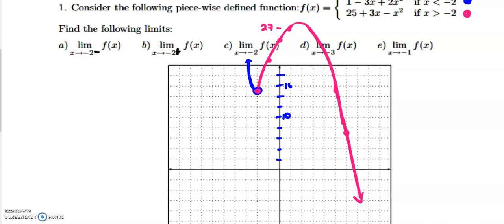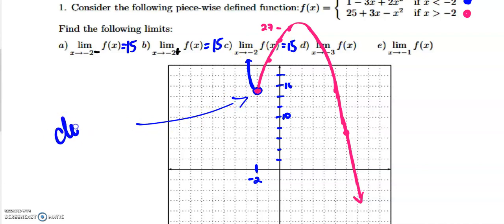So if you look at -2, which is the key point here because it's where our function shifts, the first function that I've labeled in blue approaches 15. And so does the right-hand limit, which means that the limit in general at -2 does exist.